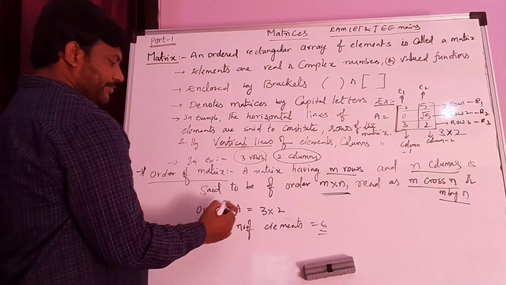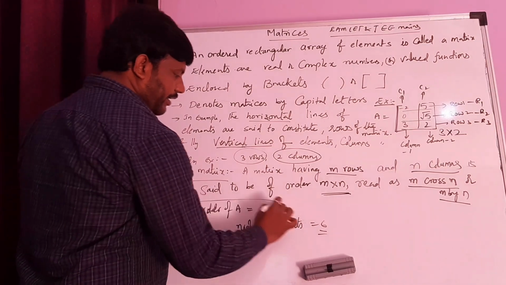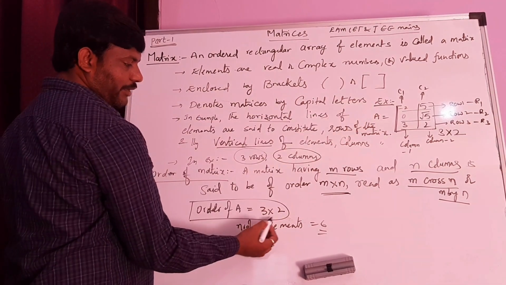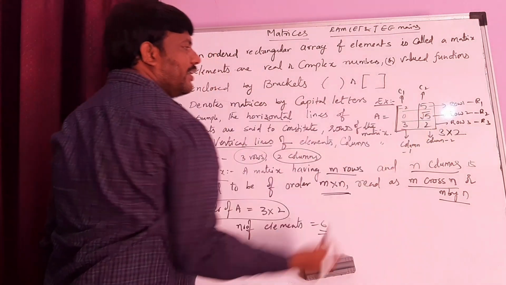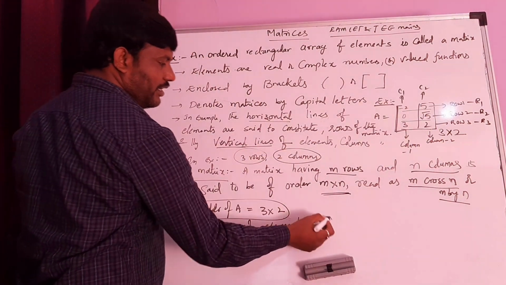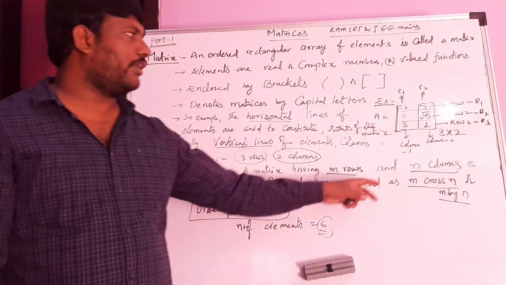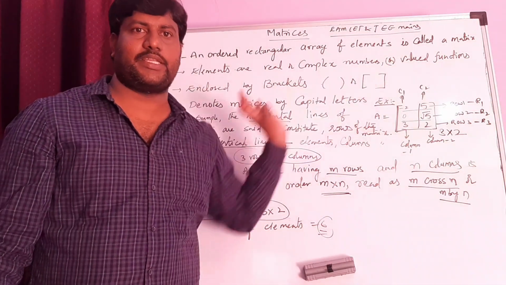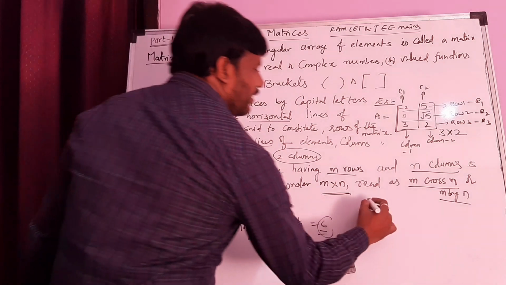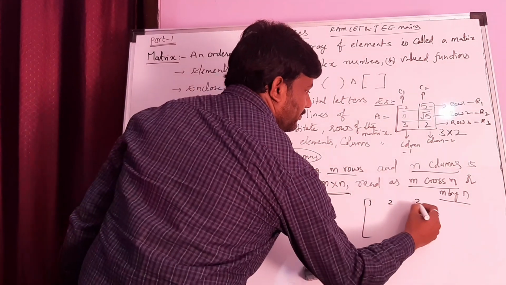So similarly, I write here that the order of A in this example is 3 by 2, and how many elements it contains, just multiply: 3 twos are 6. So this A has 6 elements. Based on the order you can say how many elements are present. We can see different examples also. I go for one like this.